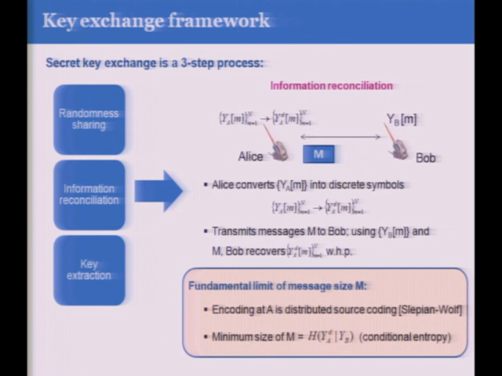Okay. So now, when they come to the next step, which is information reconciliation, what Alice will do is take its symbol stream Y and convert it into a discrete symbol stream. And then it will transmit some messages M to Bob, such that using the received symbol vector YB and these messages M, Bob will be able to reconcile to the discrete symbol set that Alice generated.